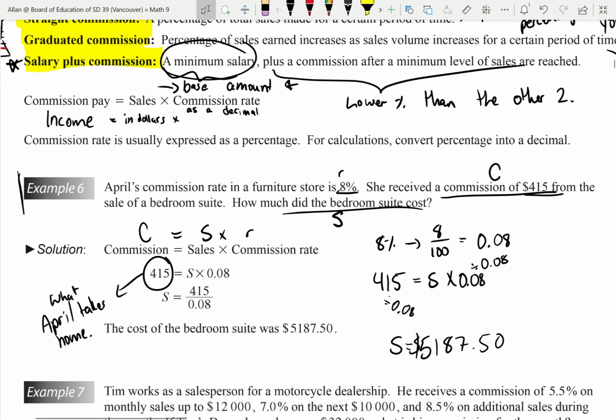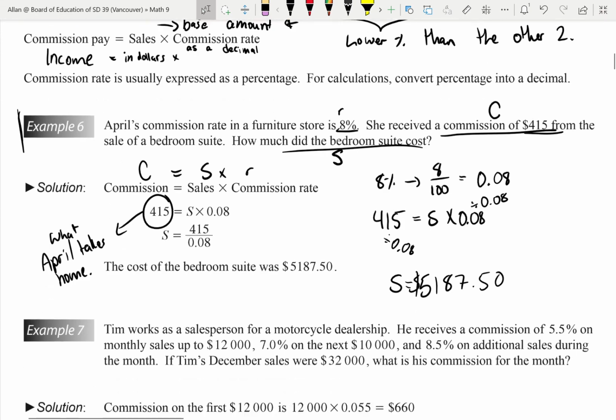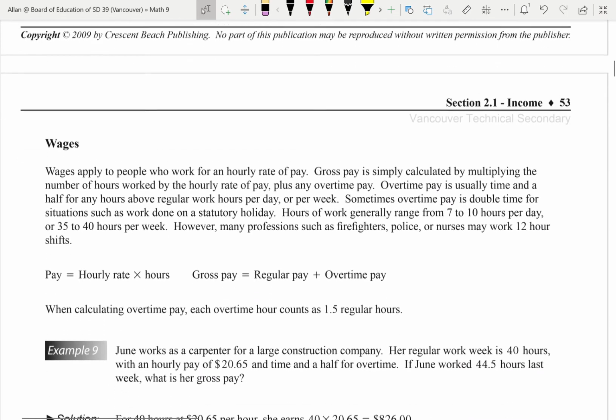Now, that might sound really good, but maybe she only sells one of these a month. And if she doesn't sell anything else, suddenly this job doesn't sound quite so good. I'm going to move on.